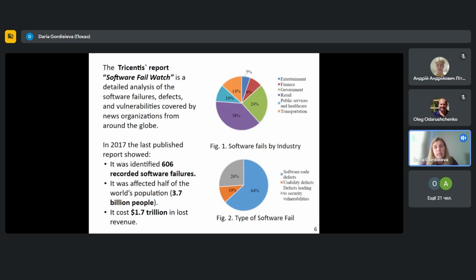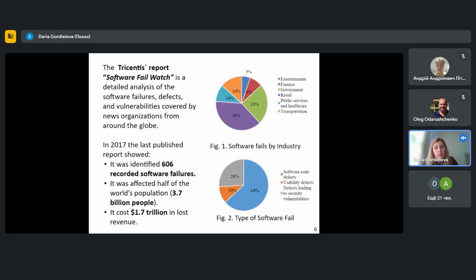The software testing company Recentys carried out an automatic analysis of news from authoritative internet news resources and published the 5th edition of the Software Fail Watch, in which it identified 606 recorded software failures in 2017, impacting half of the world's population and costing about 2 trillion in lost revenue. In figure 1, unique software defect news is grouped into the following categories: entertainment, finance, government, public services and healthcare, retail and transportation. We can see that retail and government industries experienced the most software failures of any industry analyzed in 2017.